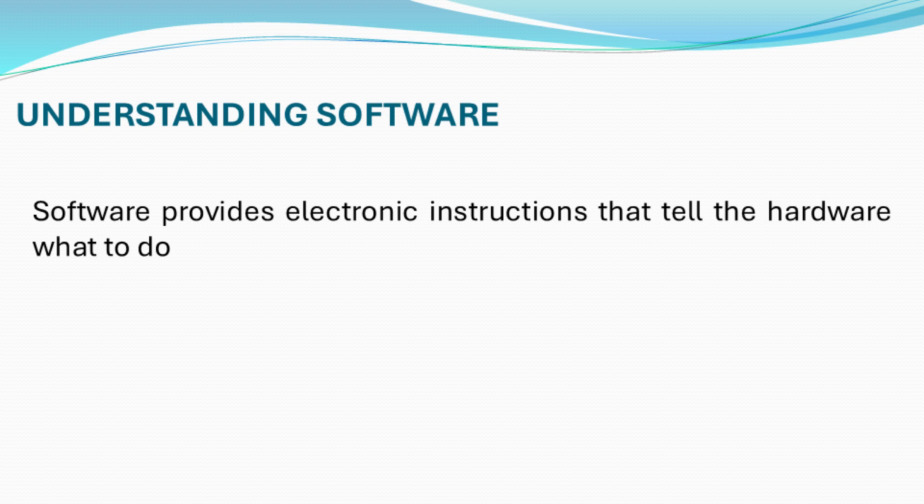Understanding software. Software provides electronic instructions that tell the hardware what to do. Software and hardware work together to perform the tasks requested by the user. There are two major types of software, namely operating systems and applications.